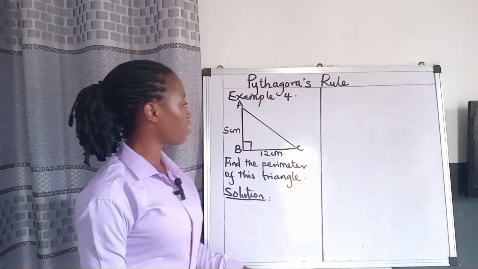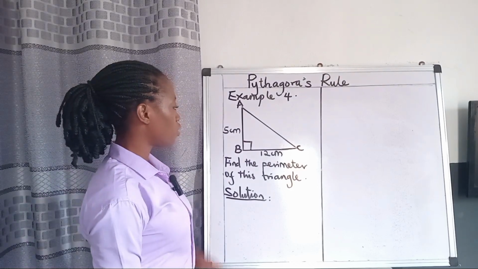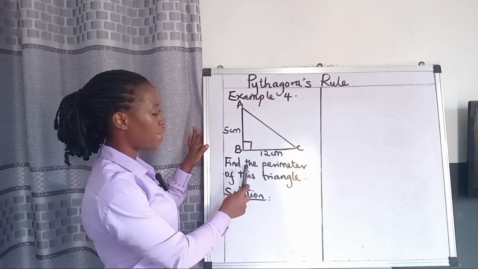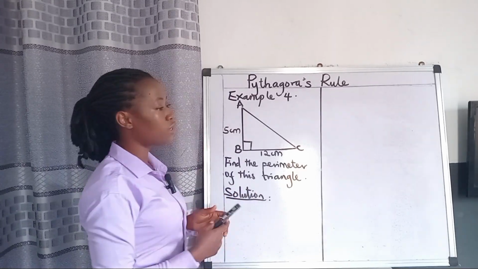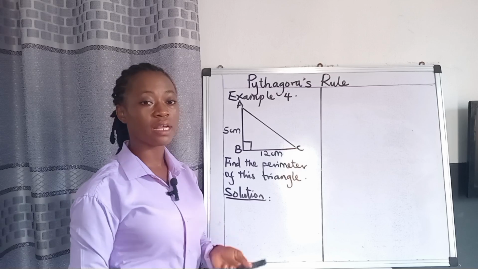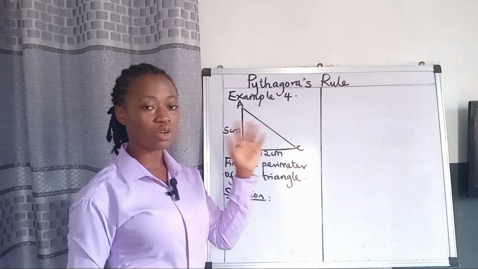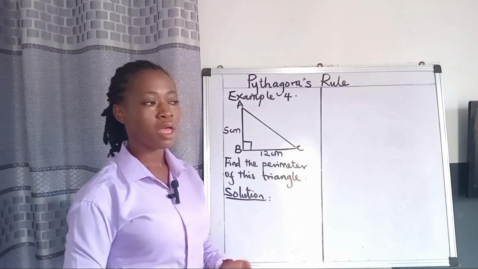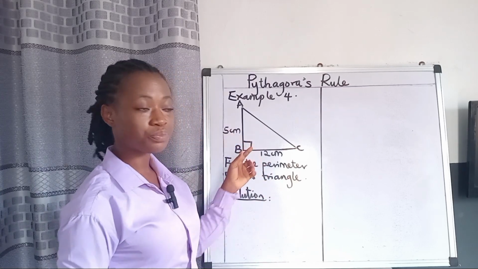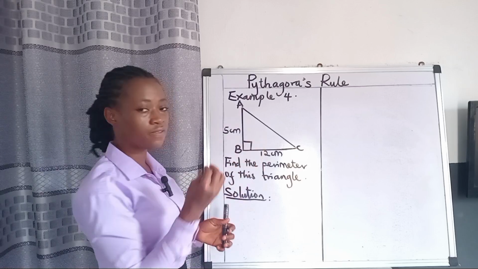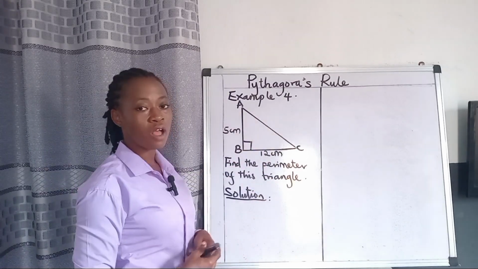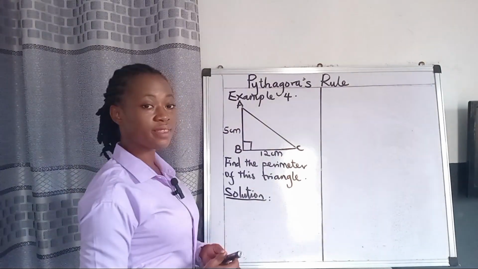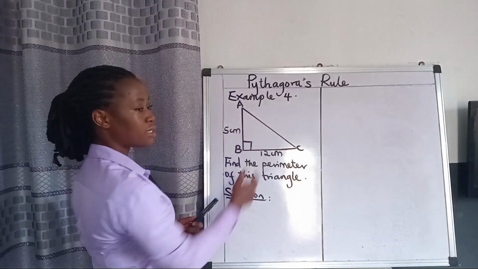Okay, guys, we have another example here on the board. Looking at this diagram, we have a right angle triangle, and the question says, find the perimeter of this triangle. Like I said, if you're looking for the perimeter of any other type of triangle, you simply add up the three sides. But for a right angle triangle, before you can find the perimeter, you need to first of all find the missing part of the triangle. Hence we need to use Pythagoras rule to find this missing part.